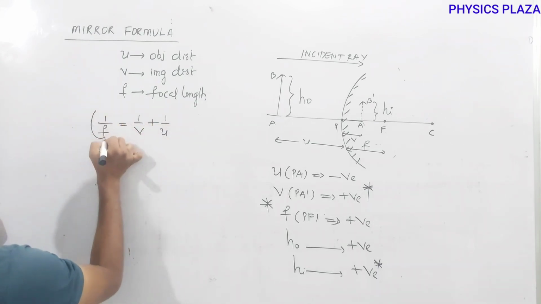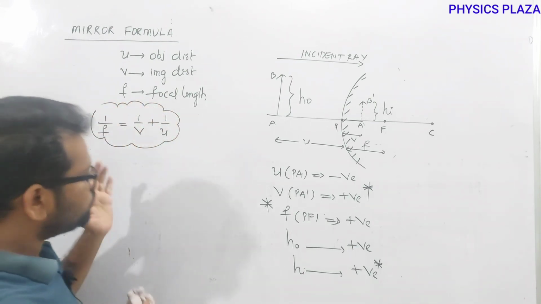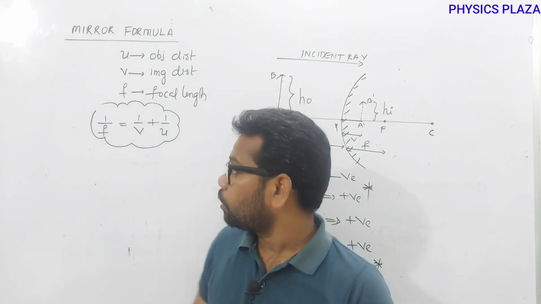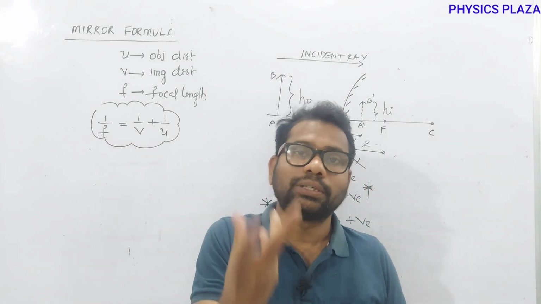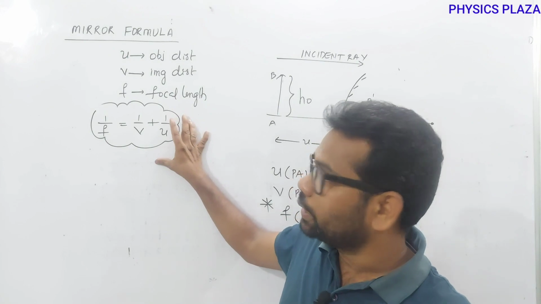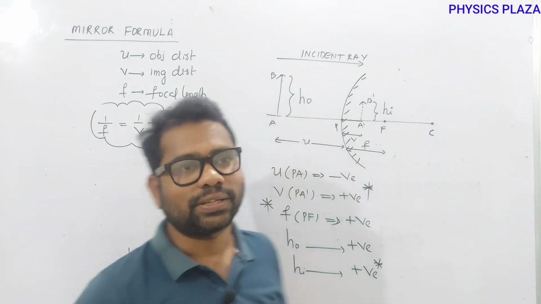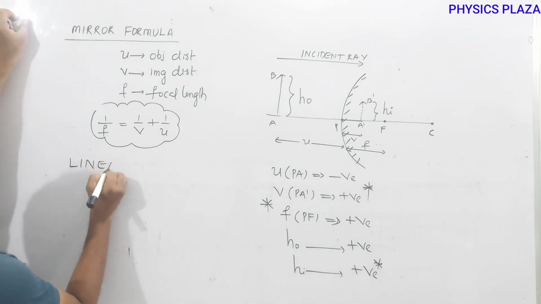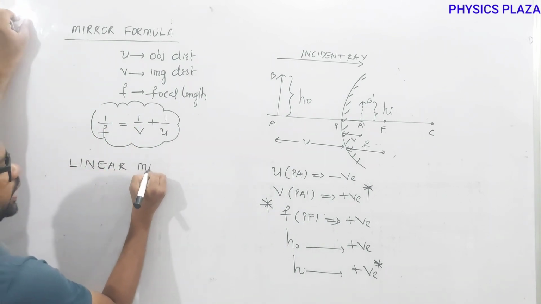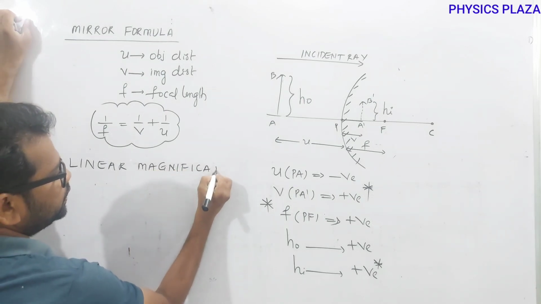Children, this is a very, very important mirror formula. See, out of these three terms, two terms will be given and they will ask you to calculate the third term. Then we use this formula plus the sign convention rules so that we can get the correct answer. Fine. Next, children, we have linear magnification.